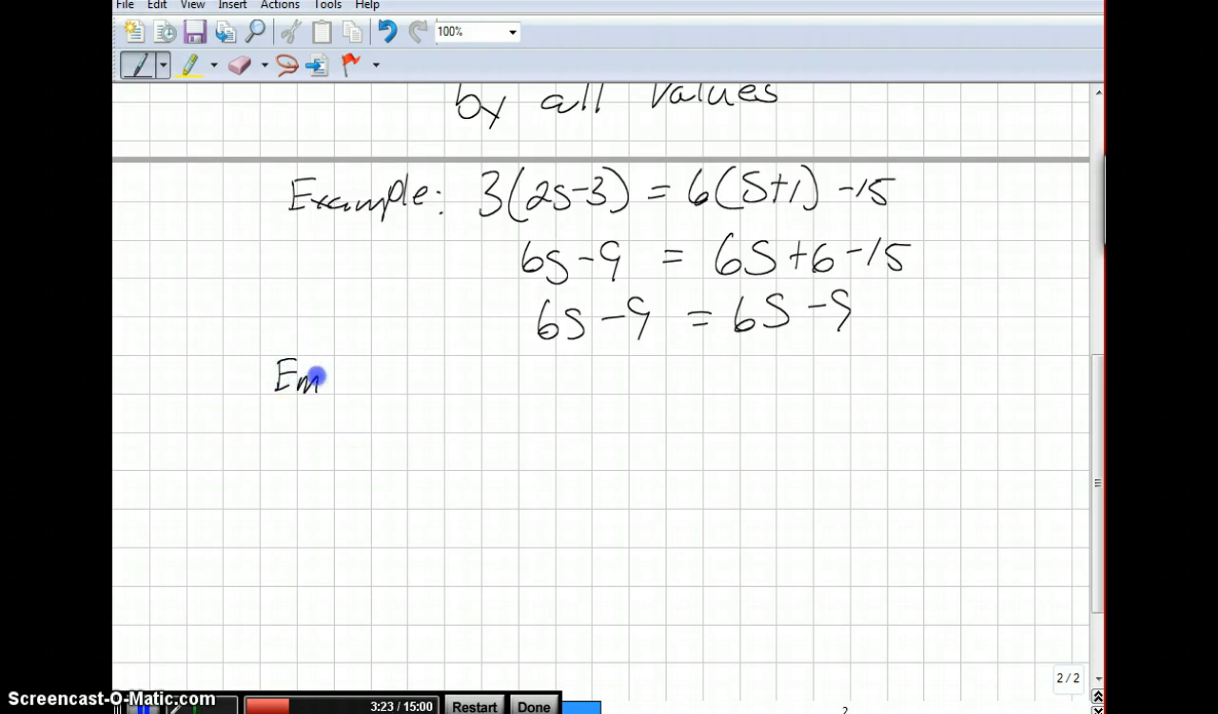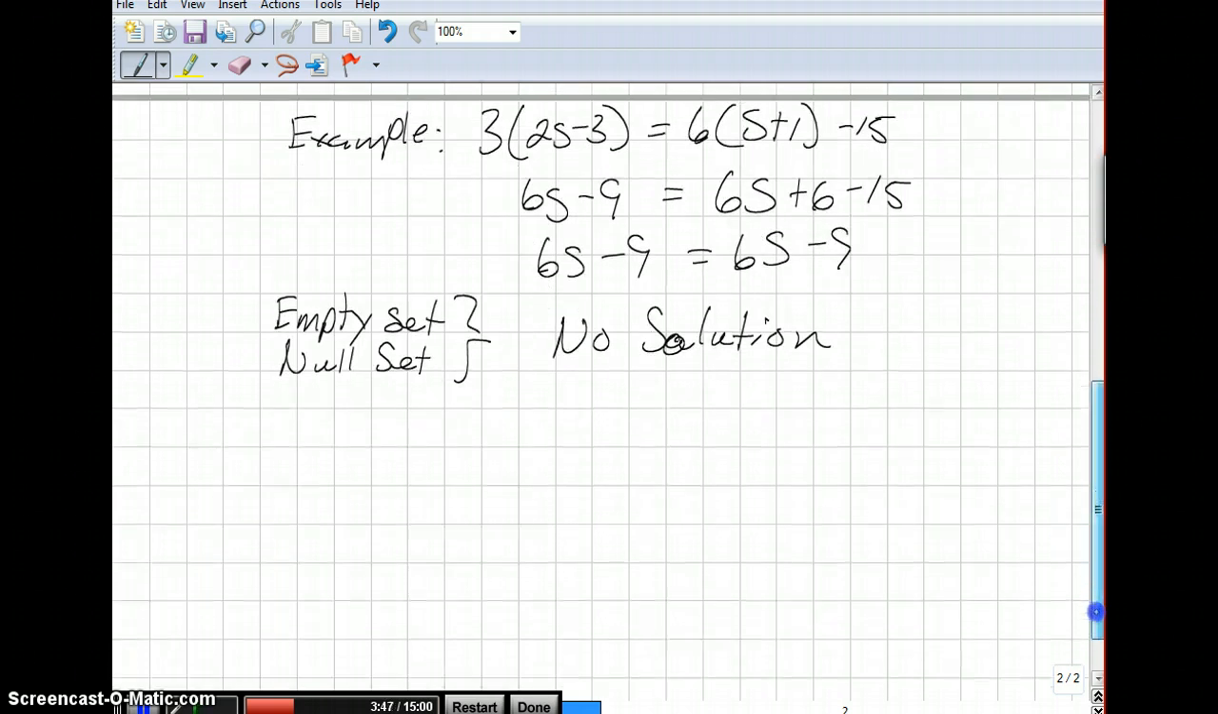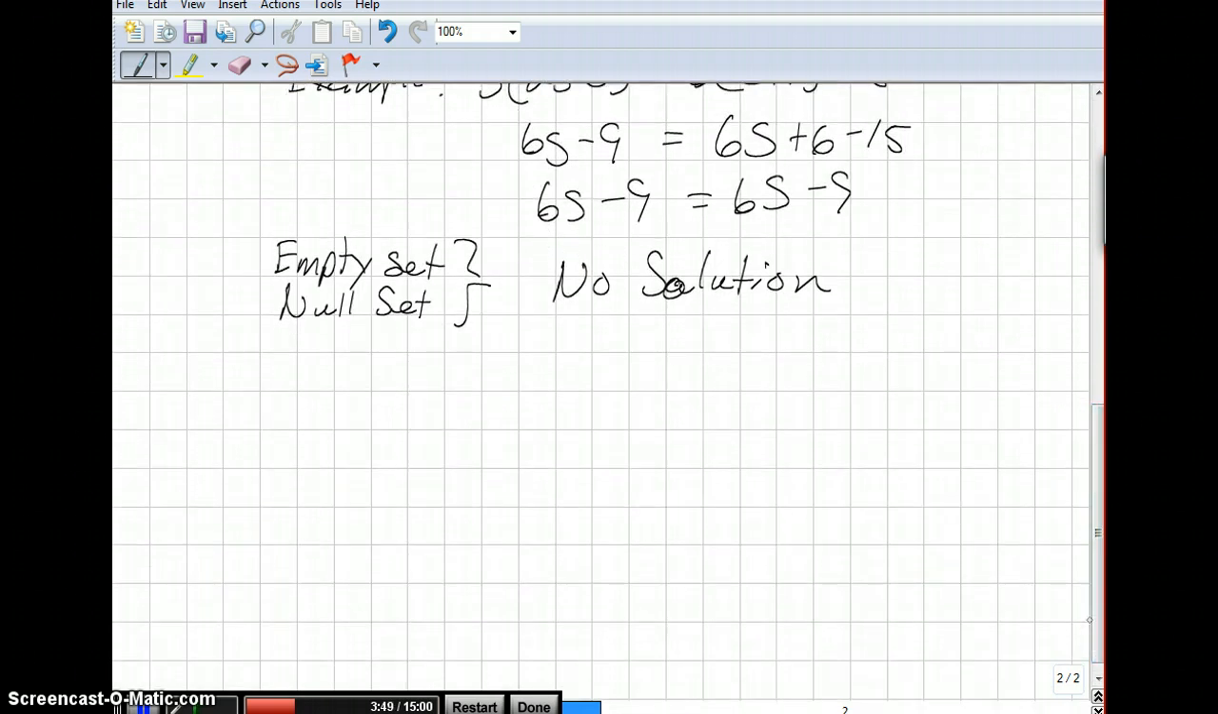Empty set. Also known as the null set. That is a situation where there is no solution. No number makes the open sentence true at all times.